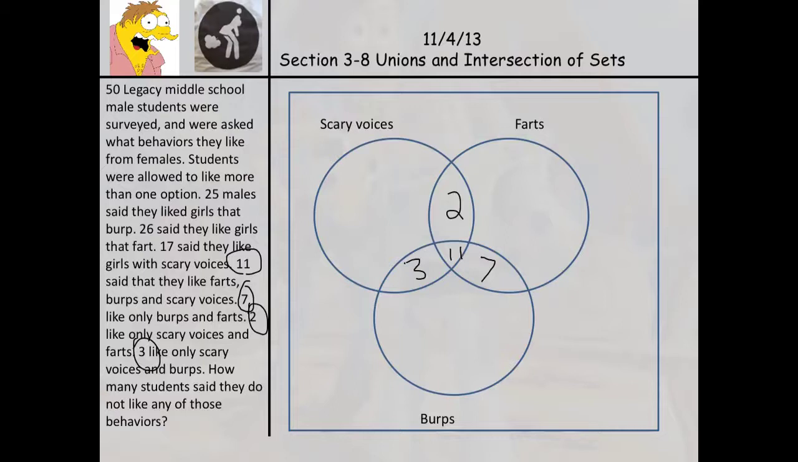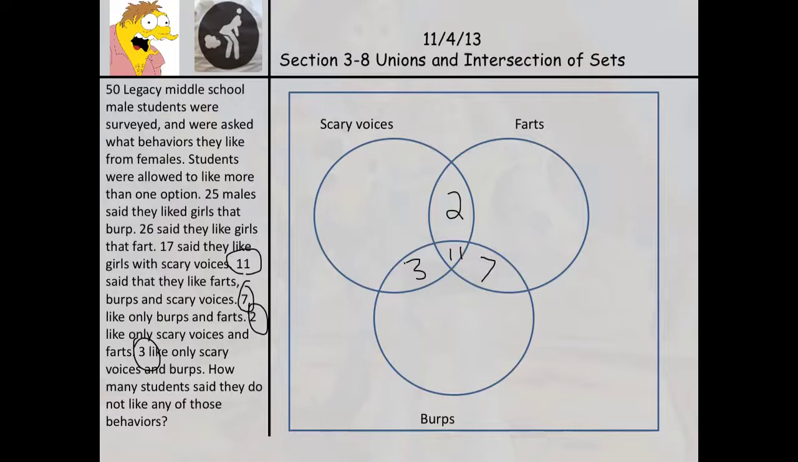And we know that only 50 people were surveyed. So they were just allowed to choose more than one option. And we don't want to double count. So, for instance, if I were to put 25 males said they like girls that burp. Okay? So I could put a 25 here, but realizing I don't want to double count this and this, I'm going to have to subtract. So you might need an eraser for this problem. Or just cross things out.